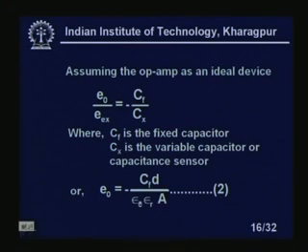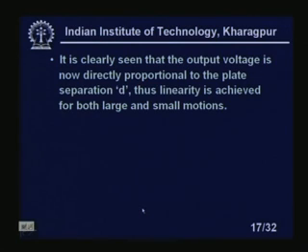But obviously, if I want to vary A, that will not be a very good proposition, because in this case you will find the output voltage is inversely proportional to A. But in many situations we will use only D, the separation between the plates, to make our sensor. So, output voltage will be proportional to D. It is clearly seen that the output voltage is now directly proportional to the plate separation D. Thus, linearity is achieved for both large and small motions.